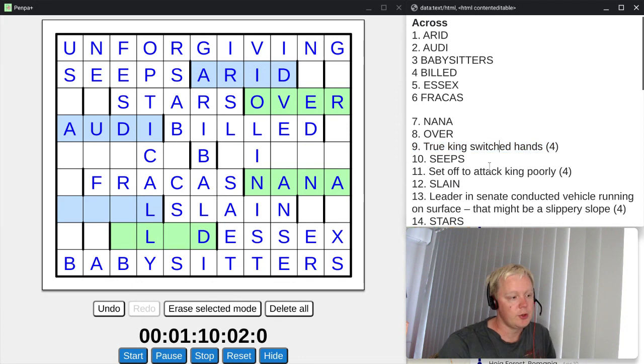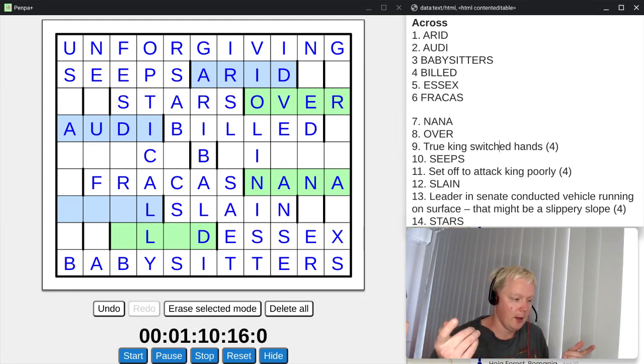Where were we? Here. True king switched hands. Now hands are going to be the right and left hand, abbreviated R and L. So if you have both the R and L in a word and you switch hands, you sort of exchange the L and the R. Now a king, King Lear, is going to be the king that we need here, L-E-A-R, which can be spelled in different ways, but L-E-A-R is the one we need. And we swap the L and the R, we get real, which means true.